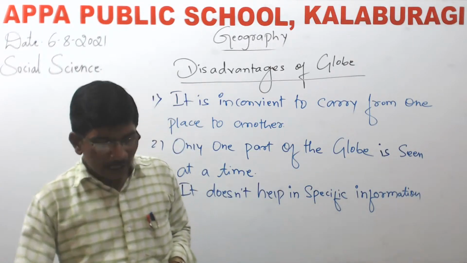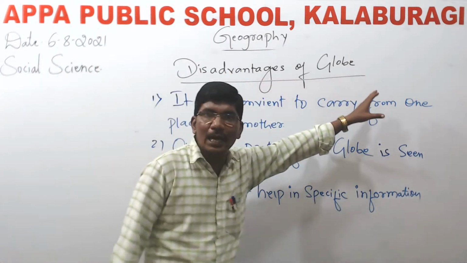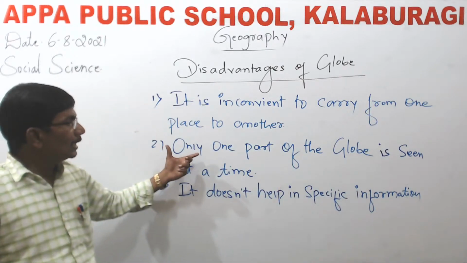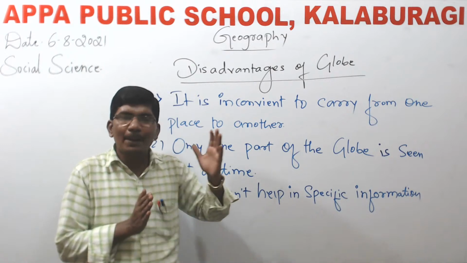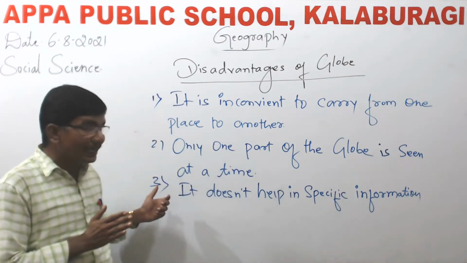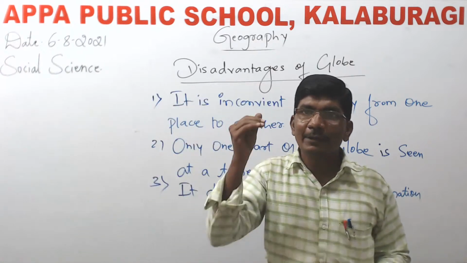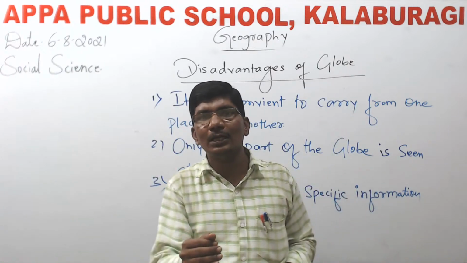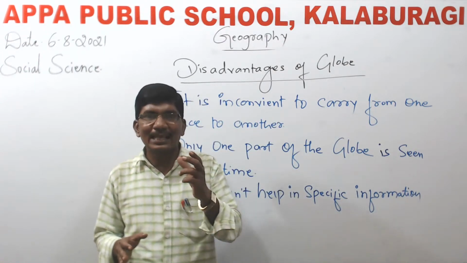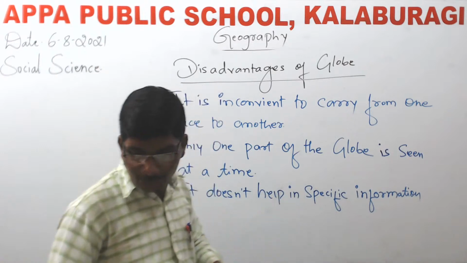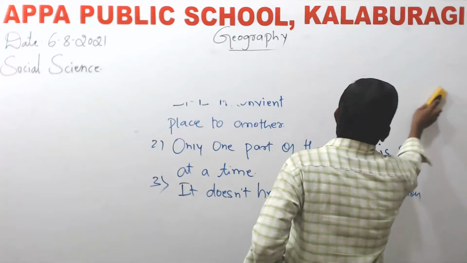So these are the disadvantages of the globe. It is inconvenient to carry from one place to another. Only one part of the globe is seen; another part cannot be seen at a time. It doesn't help in specific information. If you want specific information, like the distance between two places, you cannot get the exact information from the globe. So these are the disadvantages of the globe.